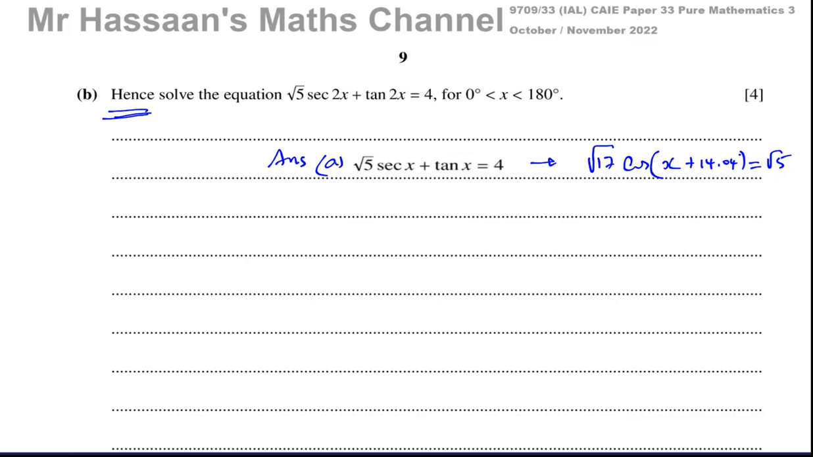Now the thing is, you have to be very careful. A lot of students didn't notice this. This is 2x. This is 2x.